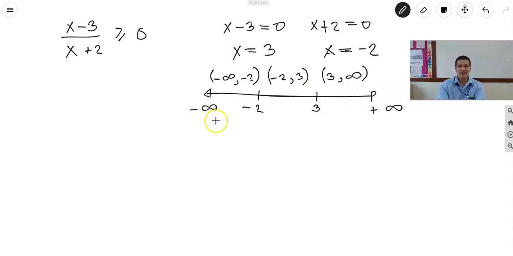Okay, so let's try to test negative 3. We have from here, let's say 0. Or let's not use 0 again. 1, and then let's try here 5. So from here, let's check negative 3. Okay, so from that equation, let's have x minus 3 and x plus 2.